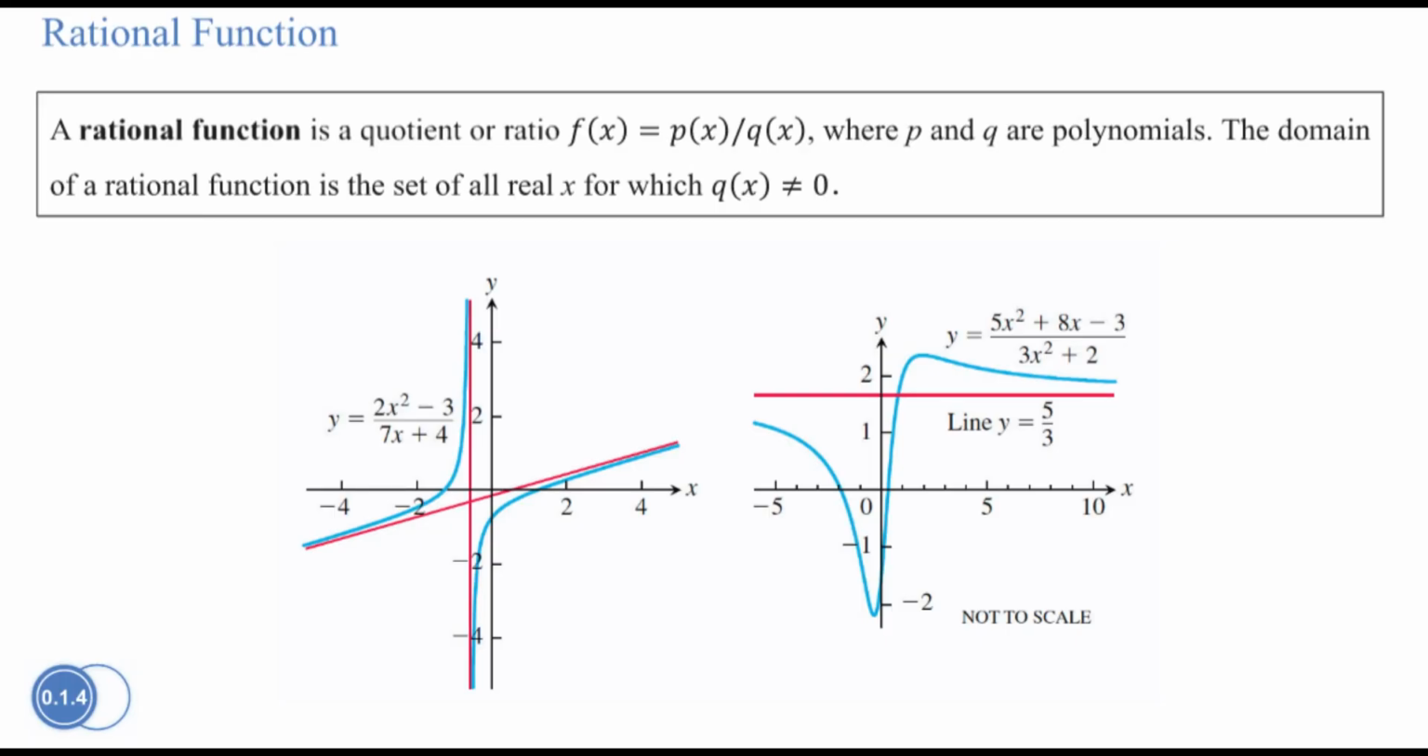0.1.4 Rational function. It's a quotient or ratio, f(x) equals p(x) over q(x), where p and q are polynomials. The domain of a rational function is the set of real x for which q(x) is not equal to 0. From the graph, there are asymptotes. We will talk about more in the future. For now, you just need to know this function.